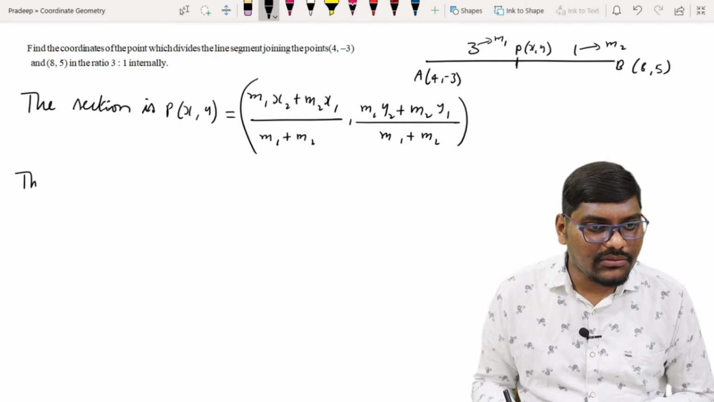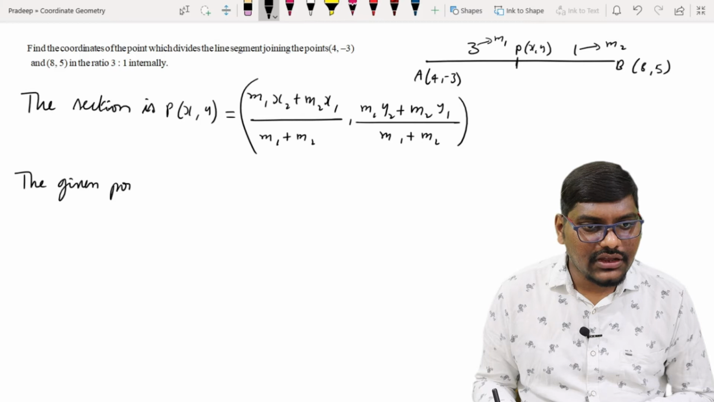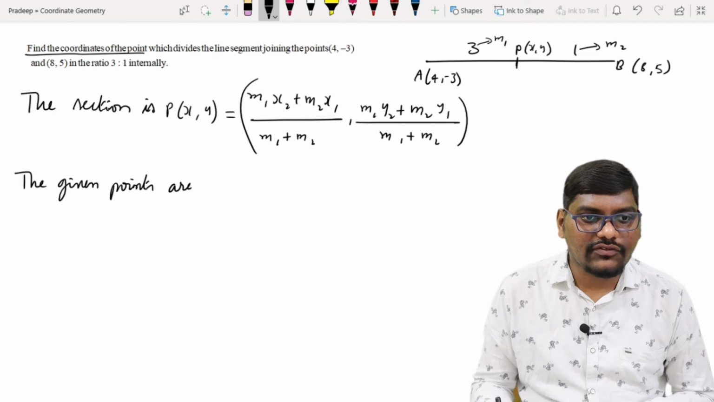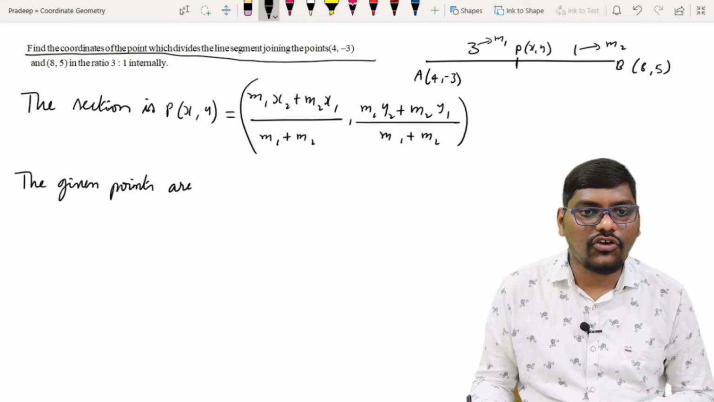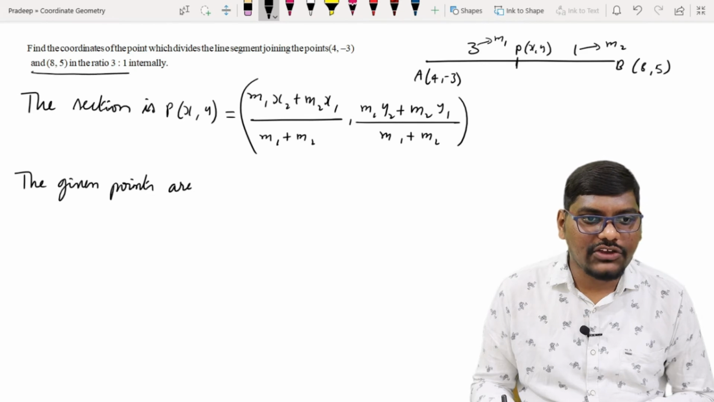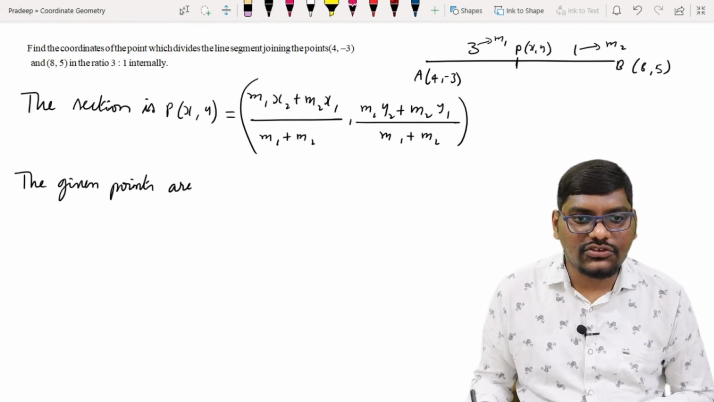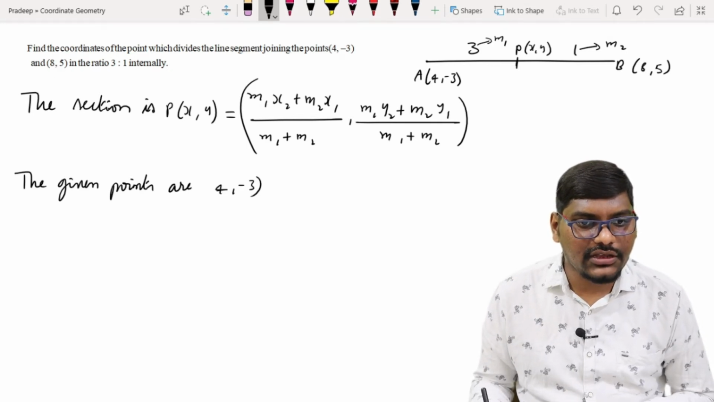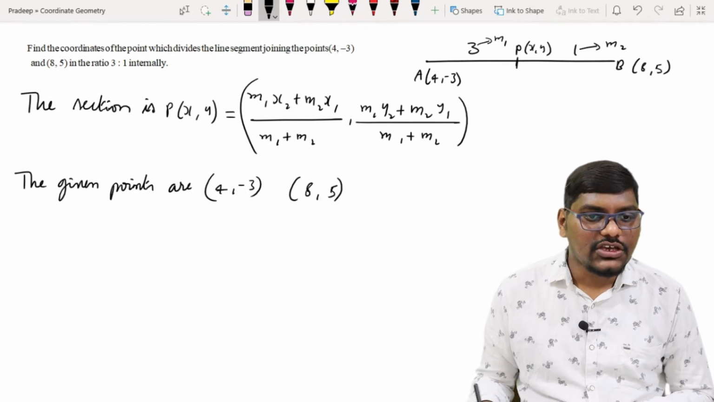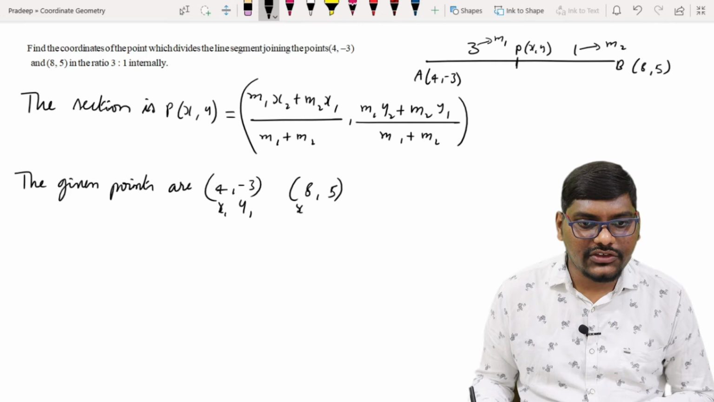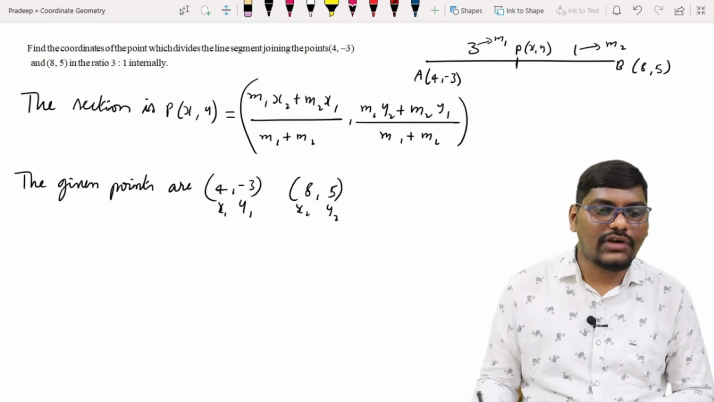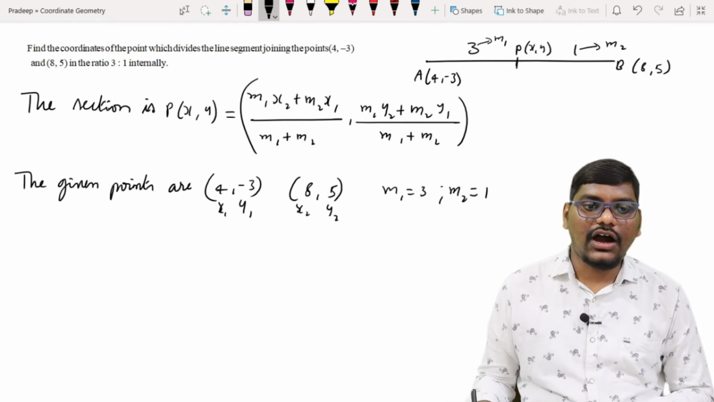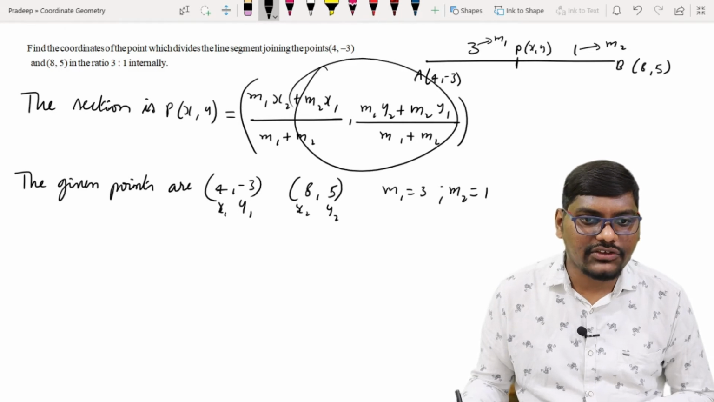So first we'll read the question. Find the coordinates of the point which divides the line segment joining the points 4 comma minus 3 and 8 comma 5 in the ratio 3:1 internally. So the 2 points, 4 comma minus 3 and 8 comma 5, we will write here. 4 comma minus 3, the next point is 8 comma 5. So this is x1, this is y1, this is x2 and this is y2, whereas 3:1 are the ratios, which is m1 equal to 3 and m2 equal to 1. All these values we will substitute in this section formula.